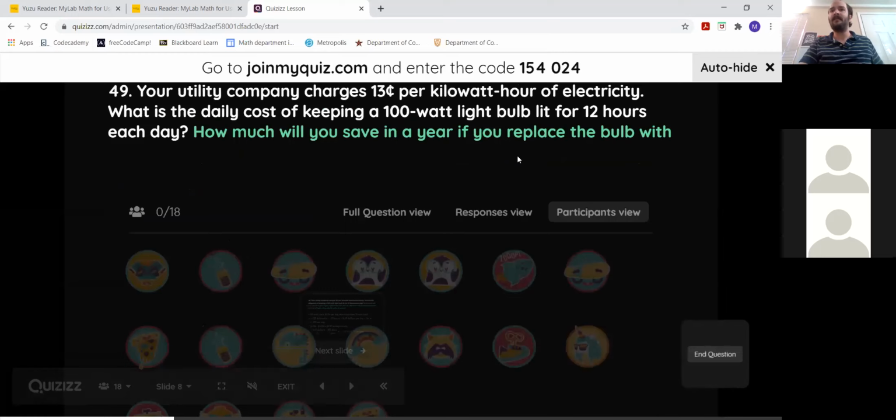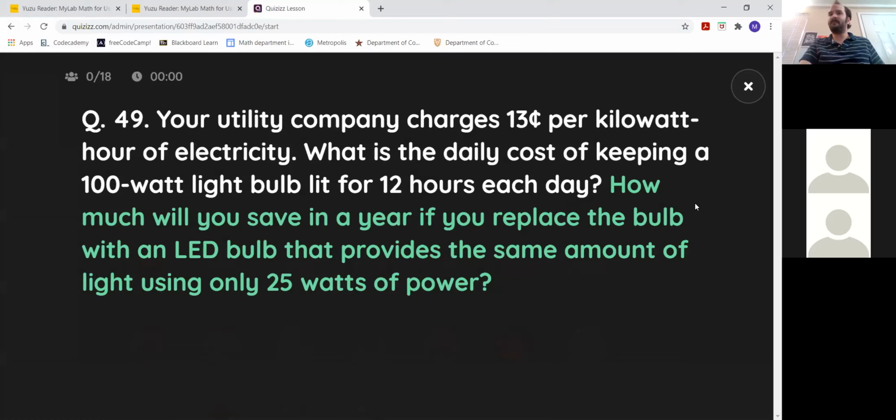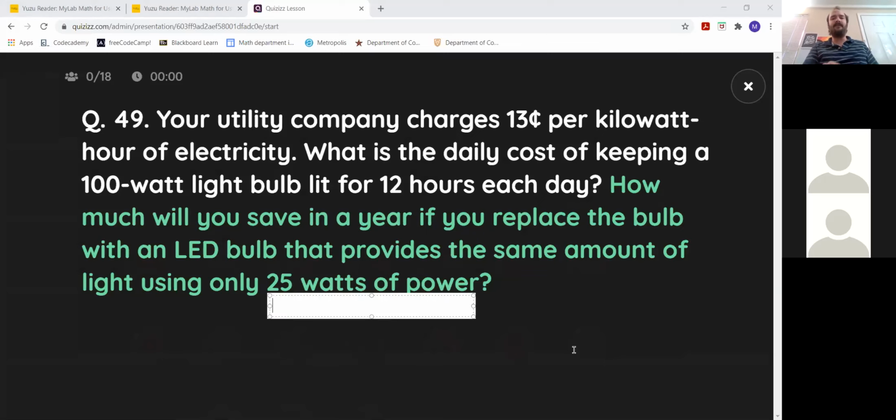Cents is 100. How much will you save in a year if you replace the bulb with a 25-watt bulb? So we had that thing a while ago. Let's look at the full question. So first thing I want to do is convert 25 watts. So how do I convert 25 watts to kilowatts?